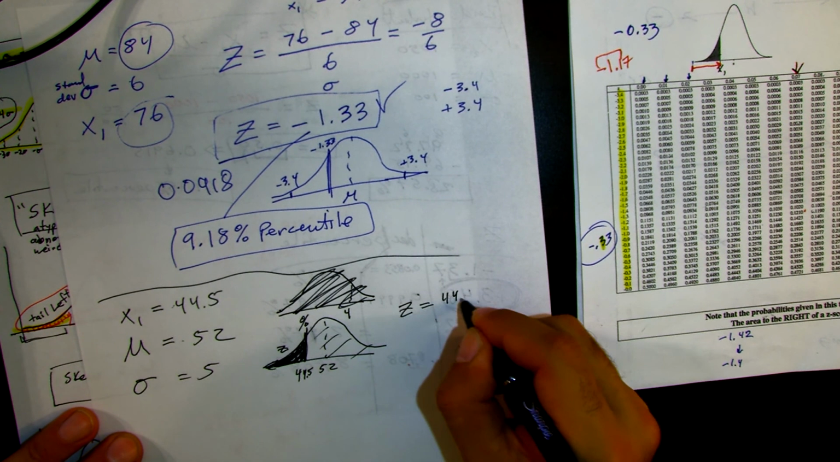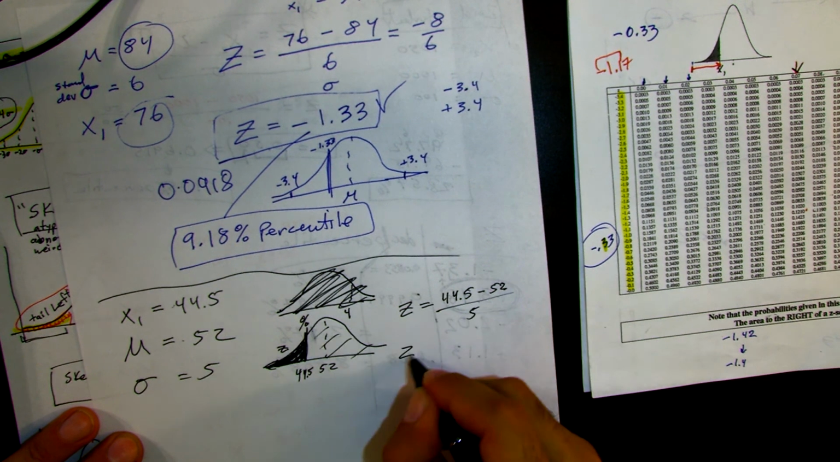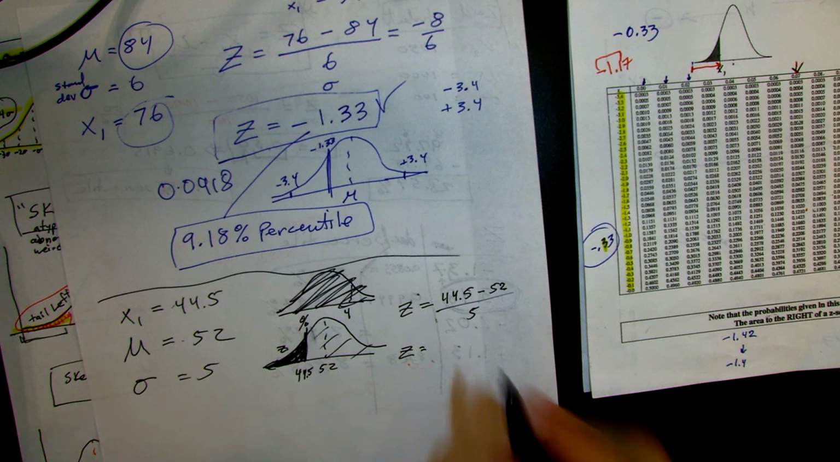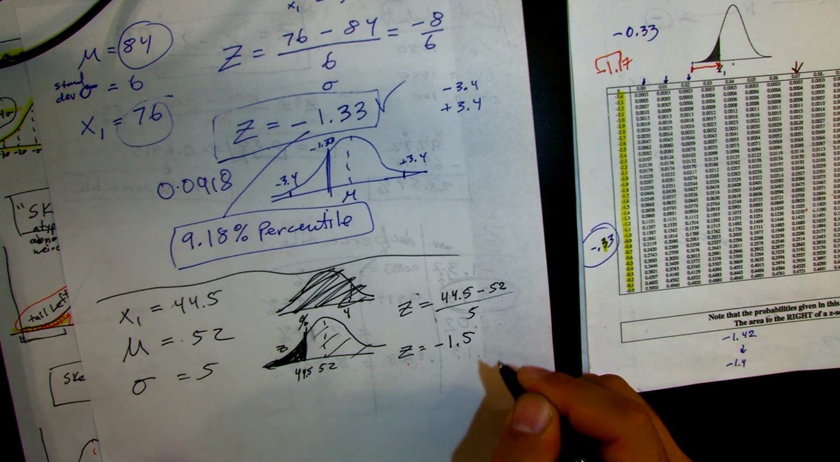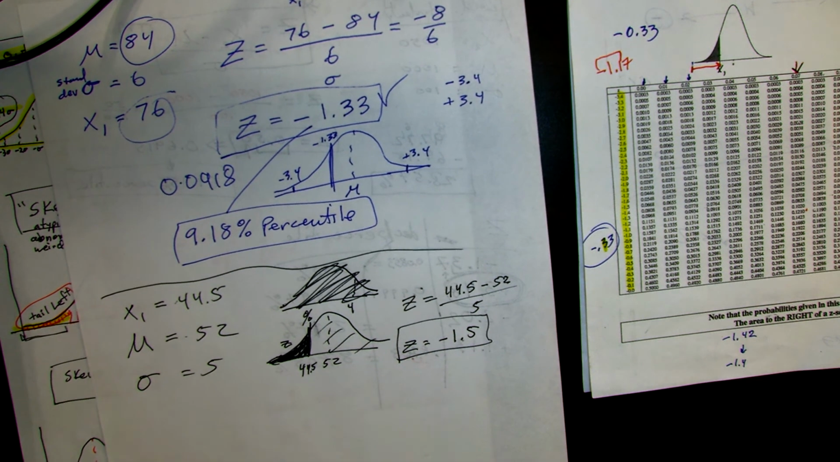All right, so let's put this all together with z equal to 44.5 minus 52 over 5. Just do the numerator and divide by 5. 44.5 minus 52 divided by 5, and we get negative 1.5. So that's our z-score. I'm going to let you do the rest to get the percentile.